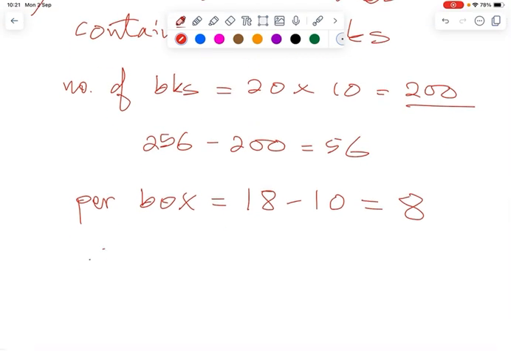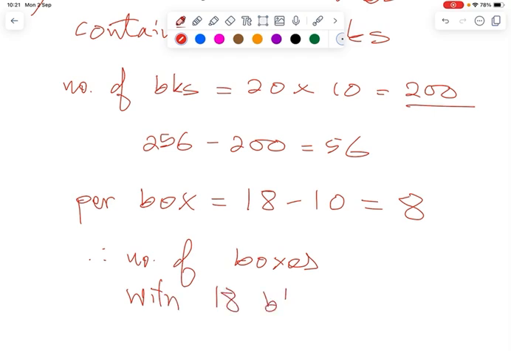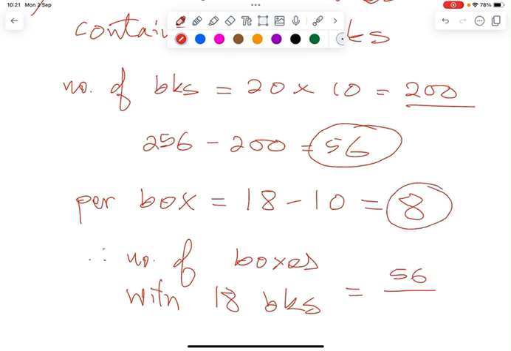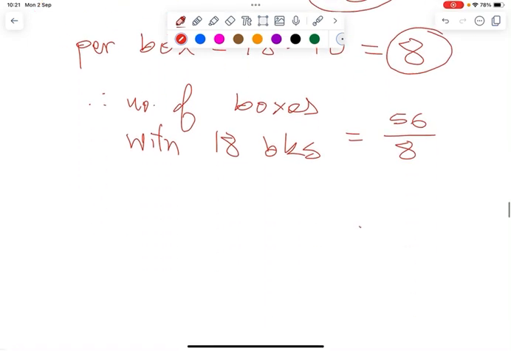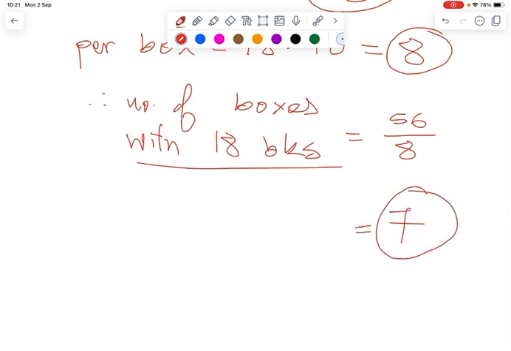Therefore, the number of boxes with 18 books will give you 56 divided by 8, right? That will still give you the same answer as your 7. That means there are 7 boxes with 18 books.